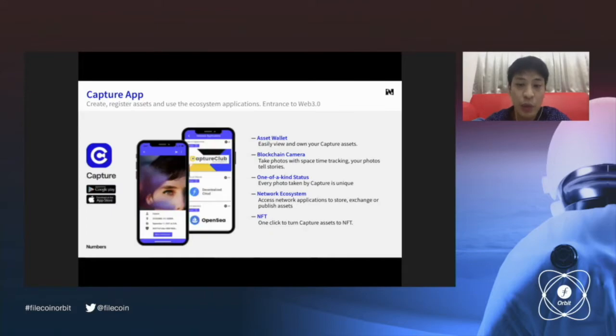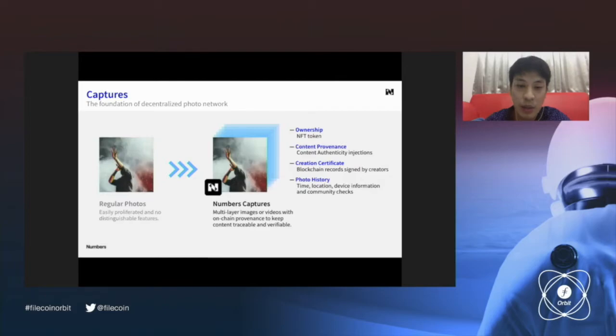Photos are created and registered with Capture app, the first commercially available blockchain camera app and primary tool of Numbers Protocol. Today, photos are just raw images, untraceable and devoid of any information. Images created with Capture app, which we coin as captures, are multi-layered information containers with embedded ownership, context, provenance, creator signature, and on-chain records. Captures represent the future of digital assets, traceable, verifiable, and unique.